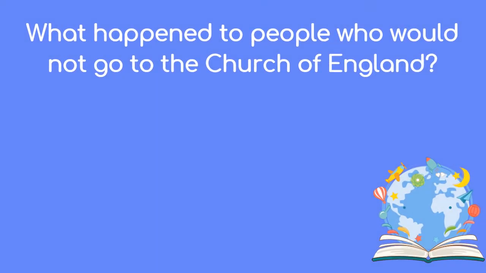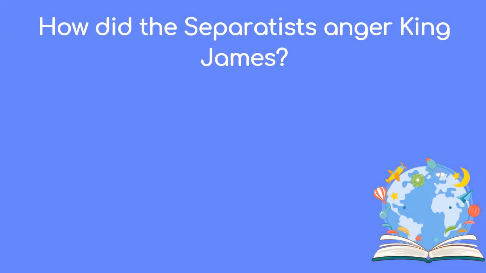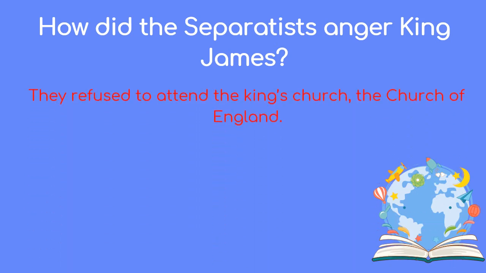What happened to people who would not go to the Church of England? They had to pay the king money and risk being arrested. How did the separatists anger King James? They refused to attend the king's church, the Church of England.